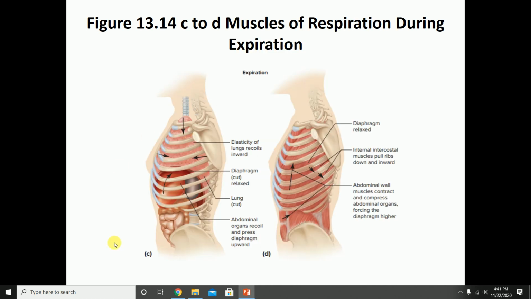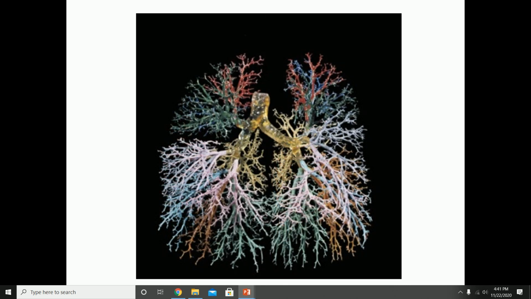And you can see here that expiration at rest is due to, again, the relaxation of the diaphragm and external intercostals with the elastic recoil of the lungs. If a forceful expiration is needed, that will be performed by the accessory muscles of expiration, which are the abdominal muscles and the internal intercostal muscles. And this ends this portion.